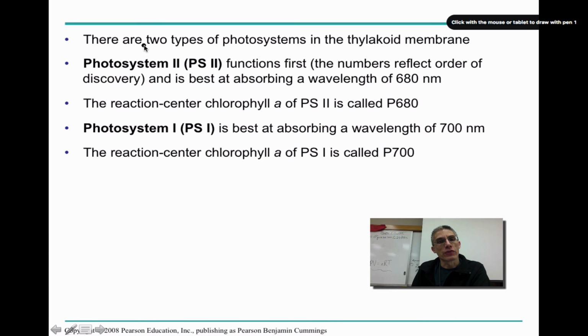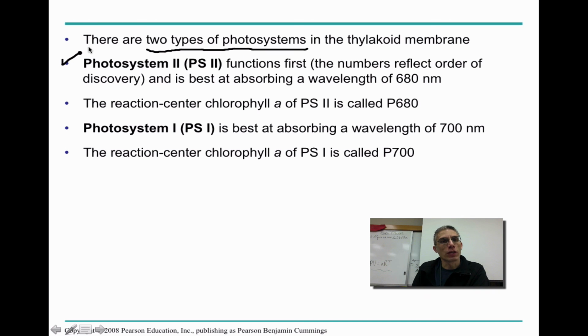All right, so before we wrap this up, as I said in the previous screen, there are going to be two different types of photosystems found in the thylakoid membrane. Remember, these photosystems are part of the light reactions in the process of photosynthesis. The first one is going to be called photosystem 2, and the second is going to be called photosystem 1. Now, I know that seems kind of strange to have photosystem 2 before photosystem 1, but the number simply reflects the order of discovery. So this one was discovered first, and this one was discovered second, but this one actually occurs first when you're talking about the light reactions in photosynthesis.